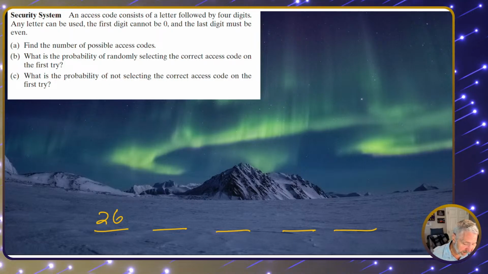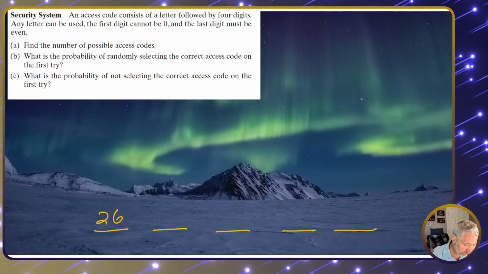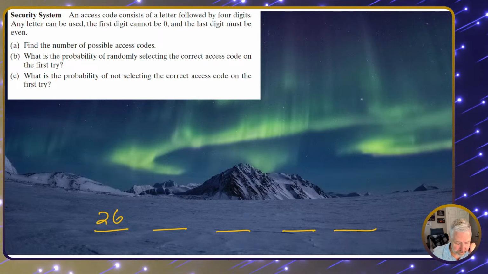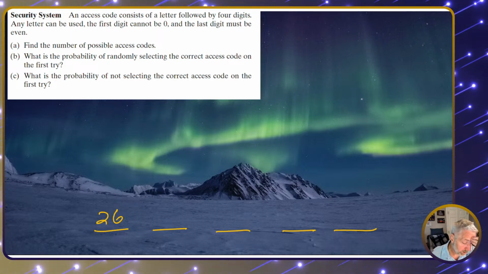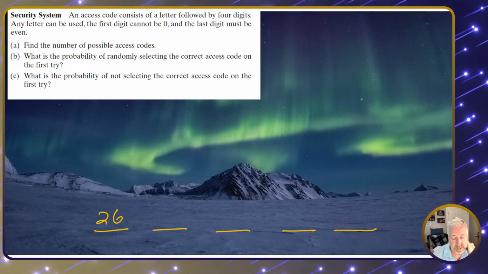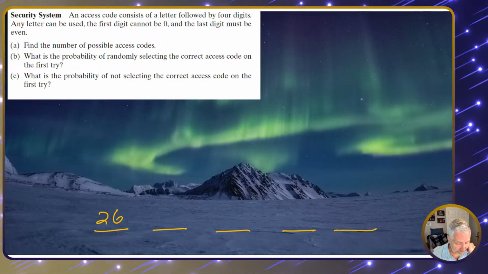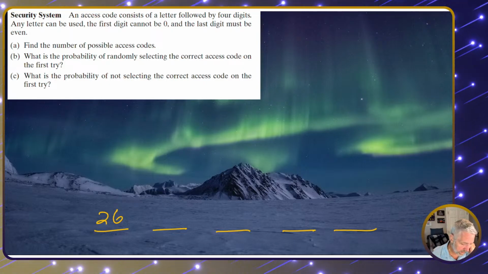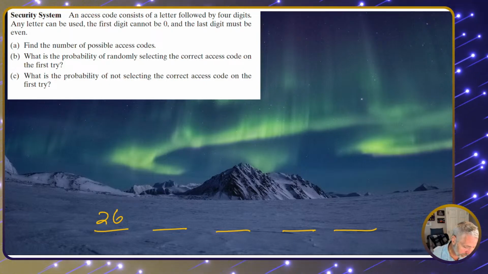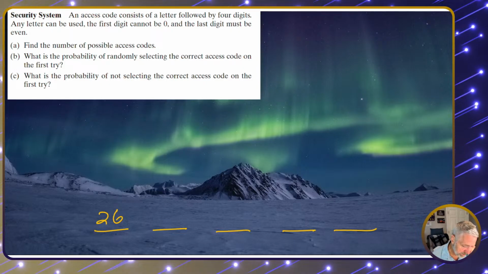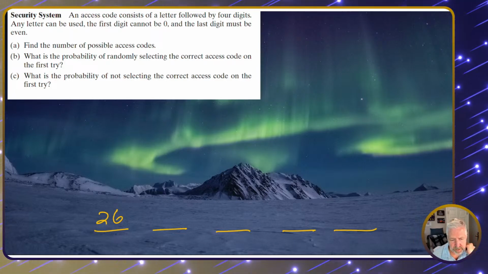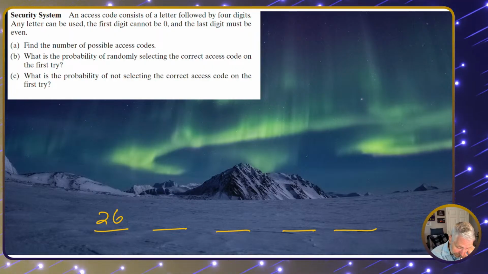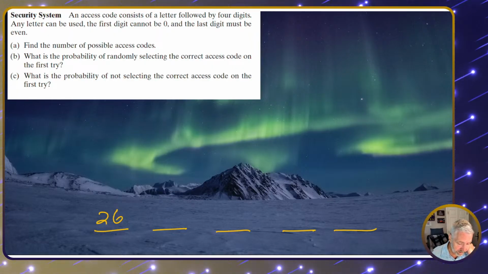So what we're looking for here, find the number of possible access codes. I'm sorry, I didn't even read through what we were looking for. Find the number of possible access codes. So in that first block, there's 26 letters possible. In the second block, and we have some constraints here, we're followed by 4 digits. Well, we can only have 0 through 9. That's 10 possibilities, but it says here, any letter can be used, so my 26 is right.